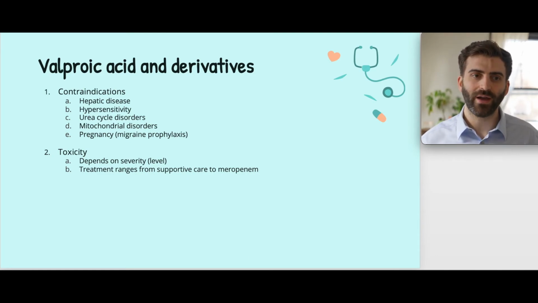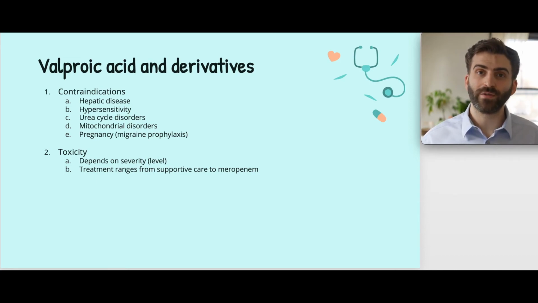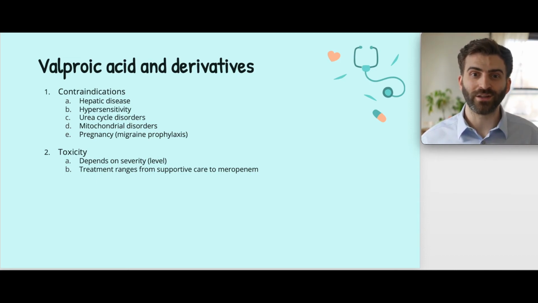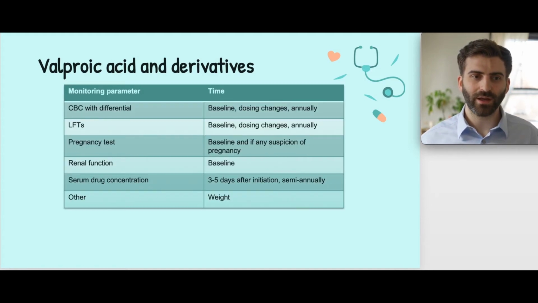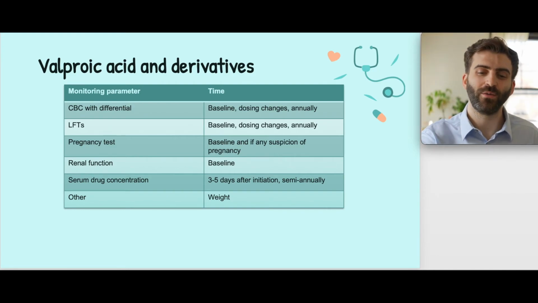Again, I wanted to highlight the hepatic or liver issues that valproic acid can cause or worsen. Toxicity depends on the level and again ranges from supportive care to that reversal agent due to the interaction, meropenem. Here's some of the monitoring. So again, level and hepatic function are what I wanted to highlight.